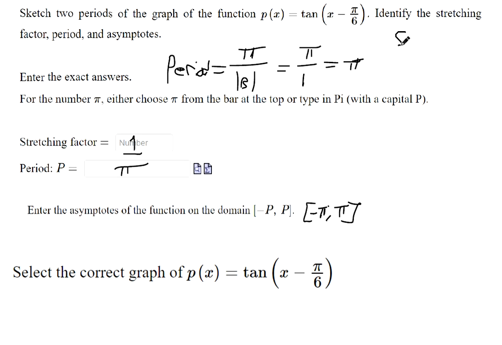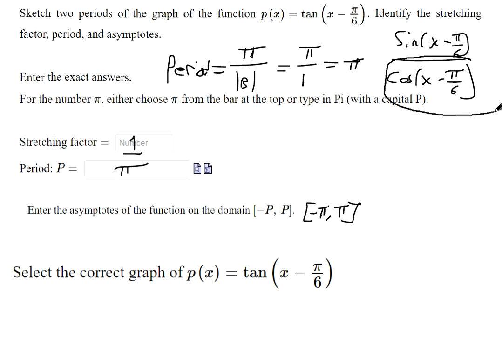Tangent is the same thing as sine over cosine, so I'm just going to rewrite this as sine of x minus pi over 6 divided by cosine of x minus pi over 6. And vertical asymptotes happen when a divide by 0 error is possible. So since we get cosine of x minus pi over 6 in the bottom, what we really want to know for vertical asymptotes is when the denominator equals 0. So we got to solve that equation.